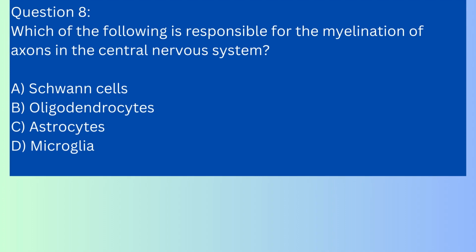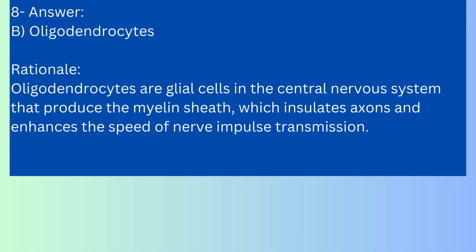Question 8. Which of the following is responsible for the myelination of axons in the central nervous system? A. Schwann cells. B. Oligodendrocytes. C. Astrocytes. D. Microglia. Answer. B. Oligodendrocytes. Rationale. Oligodendrocytes are glial cells in the central nervous system that produce the myelin sheath, which insulates axons and enhances the speed of nerve impulse transmission.